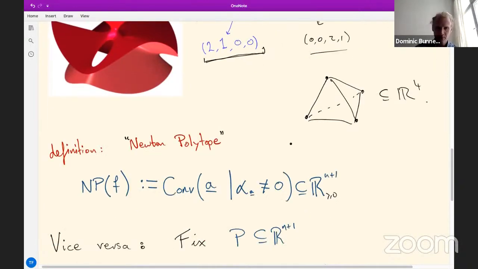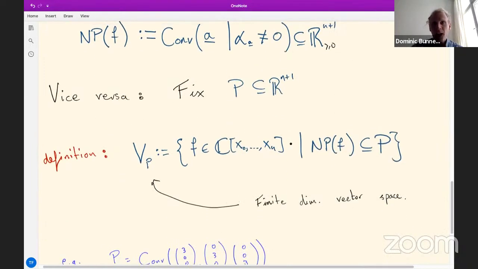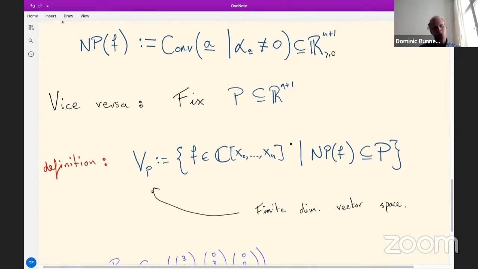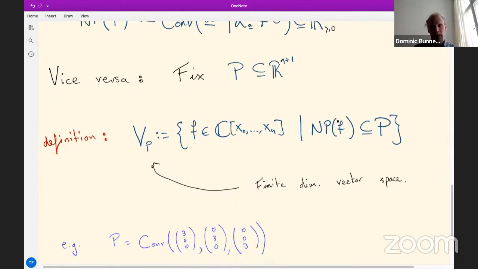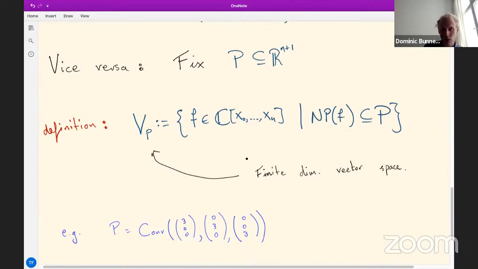Okay, and now let's go the other way around. We've seen how, when we're given a polynomial f, we can associate a polytope via this construction. And we can go the other way. We fix a polytope in R^(n+1) greater than or equal to 0, a lattice polytope again, and we can define a vector space as follows. We just take all polynomials inside this whole polynomial ring whose Newton polytope is a sub-polytope of our fixed P.